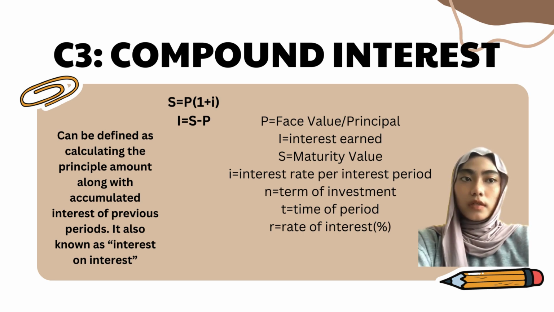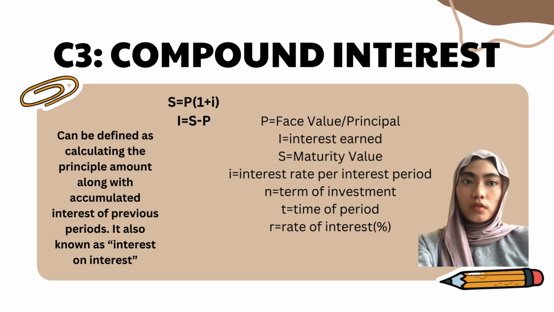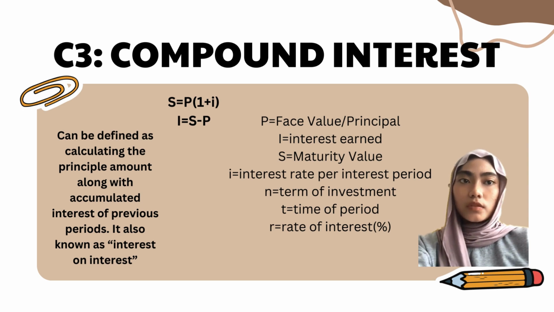Let me define the formula meaning one by one. P equals the face value or principal, I equals the interest earned, S equals the maturity value, i equals the interest rate per interest period, n equals the term of investment, t equals the time period, and the last, r equals the rate of interest.